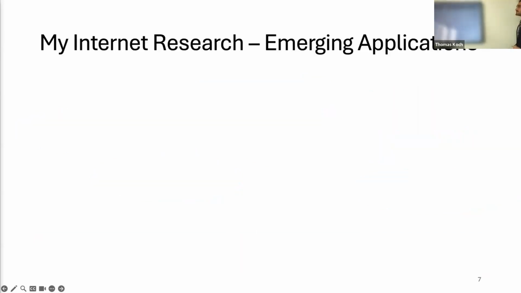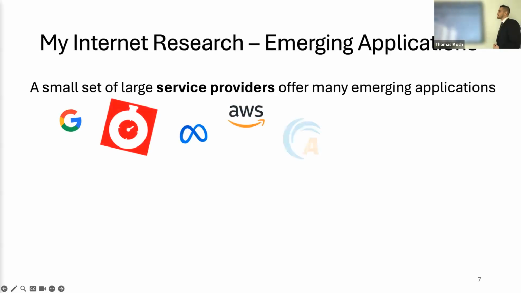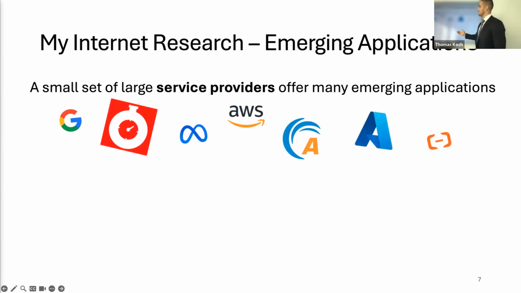And with my internet research, and specifically, I'm looking at emerging applications, there's another challenge that I'll talk about. But for emerging applications, it turns out that a lot of the key players who are offering these things are a small set of large service providers. And these are the names that we know. Maybe we don't love them, but we know them. They're the Googles, the Metas, the Akamais of the world. They're on the forefront of bringing these emerging applications to us.